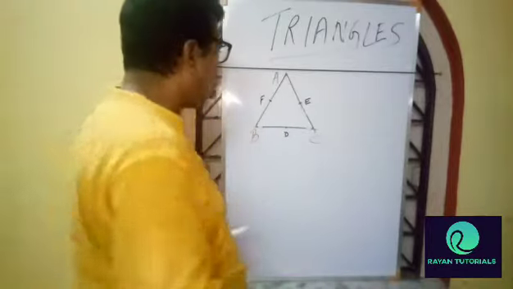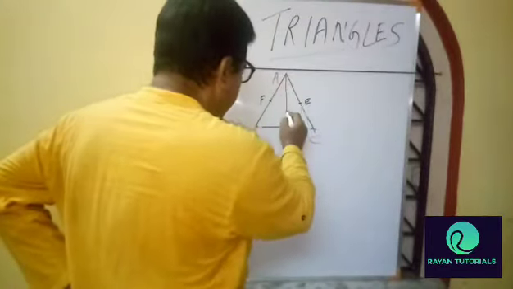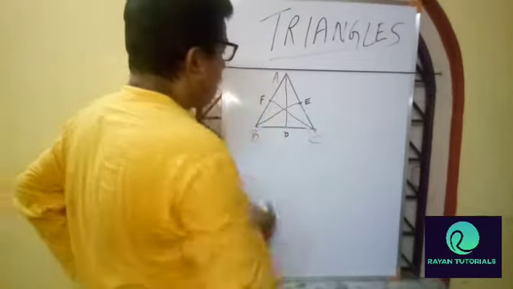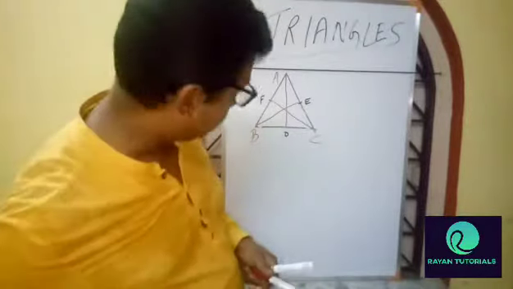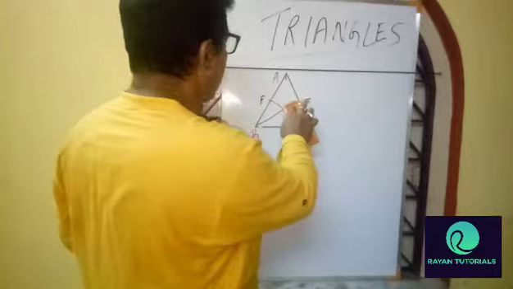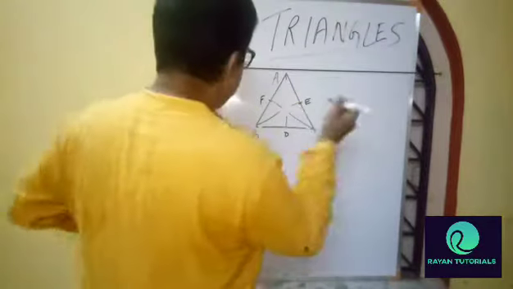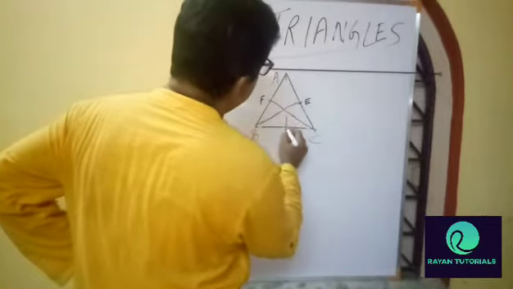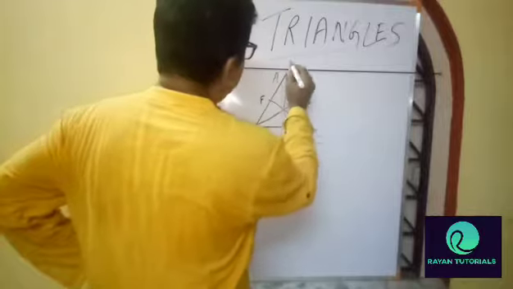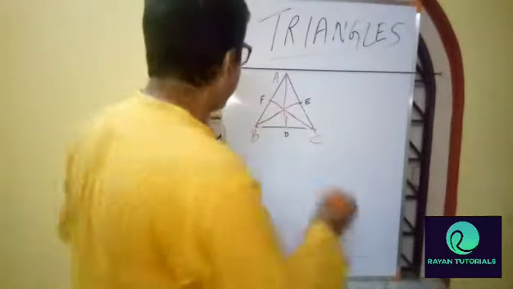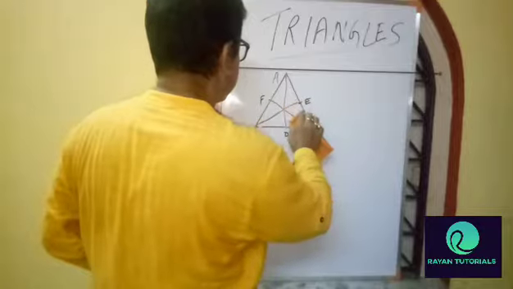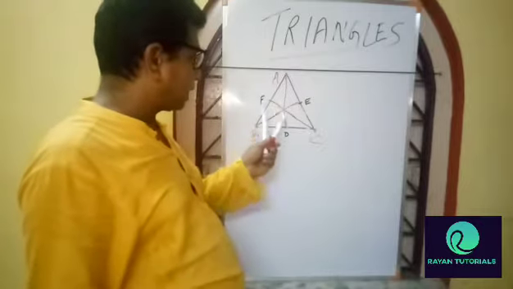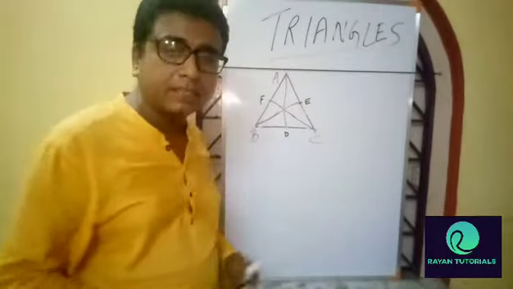Clear? Now let us draw a line joining the vertex and the middle point. Not a perpendicular. I am just joining the vertex with the middle point of the opposite side. Understood? The diagram is not a straight line, but just assume that it's a straight line.